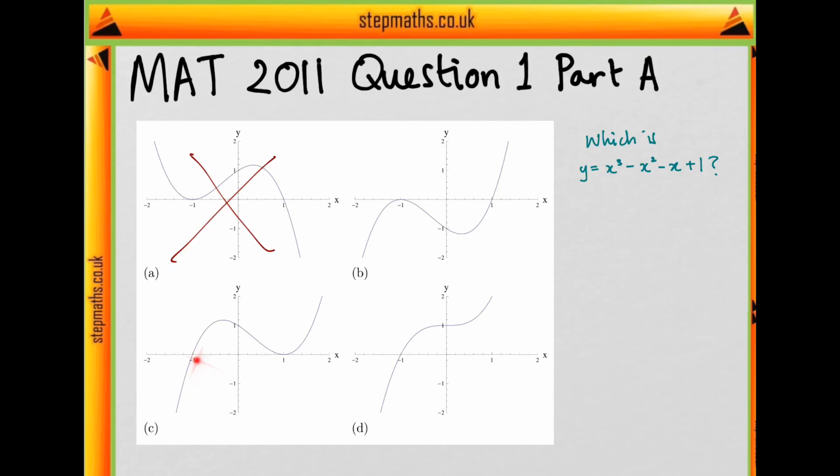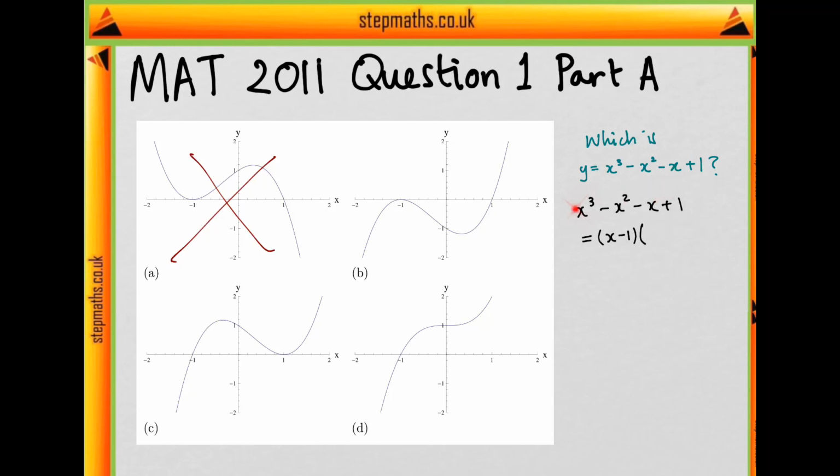For the rest of these, to distinguish between them, we should just try and find the roots of this equation. First we've got to realize that 1 is a root of this. If I had x equals 1, then we'd get 1 minus 1 minus 1 plus 1, and of course that's just equal to 0. So we have 1 as a root.